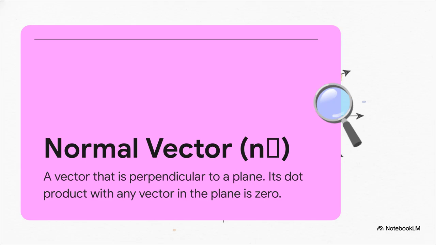And this special vector has a name. It's called the normal vector. We usually just call it n. Now, what makes it so special is that it's orthogonal, or perpendicular, to every single vector you can draw on that plane surface. And that little fact at the end, that's the mathematical engine that drives everything. Remember, a dot product of 0 is the ultimate test for two vectors being perpendicular.